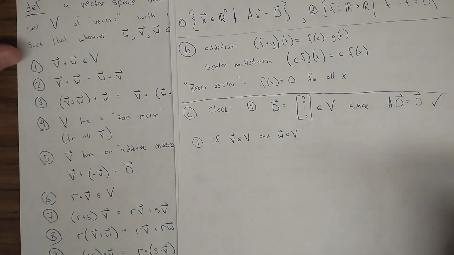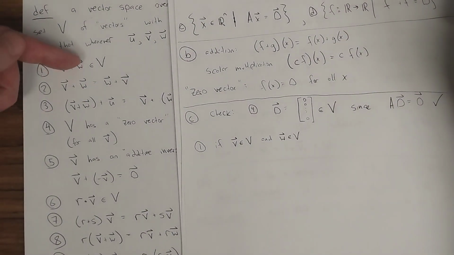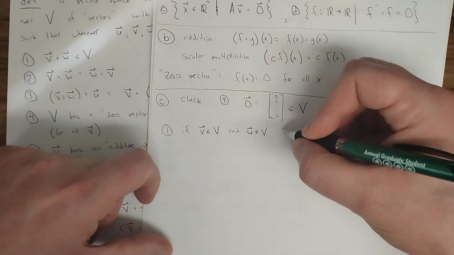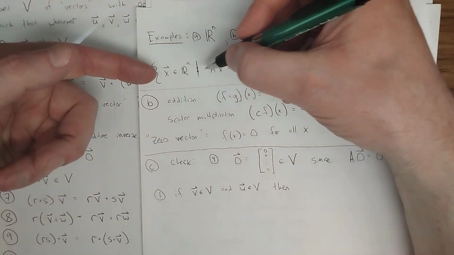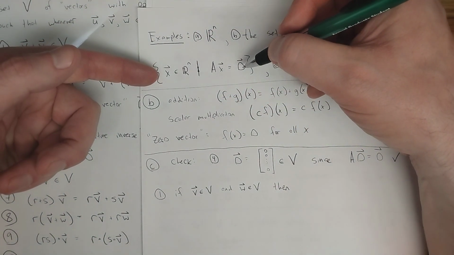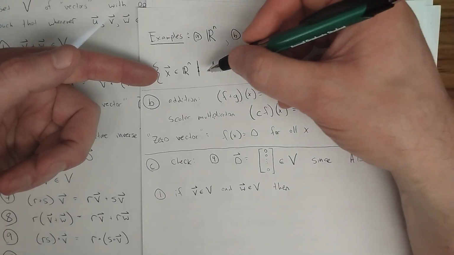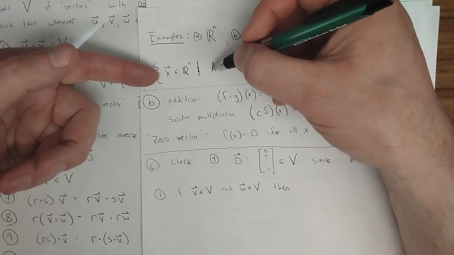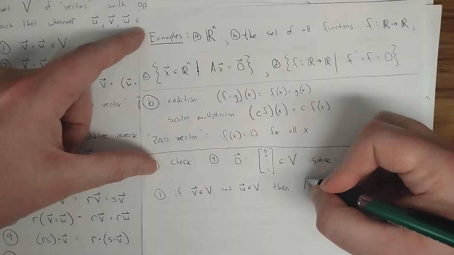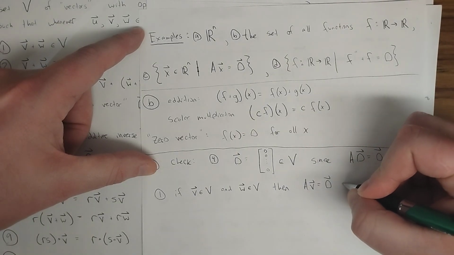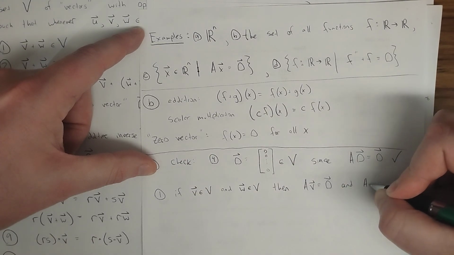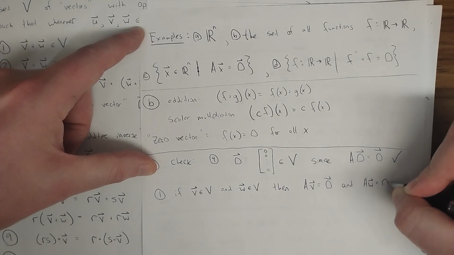So for property 1, I'm taking two members of my vector space. What does it mean to be members? Well, it means that they have this property: Av is the zero vector, and Aw is the zero vector.